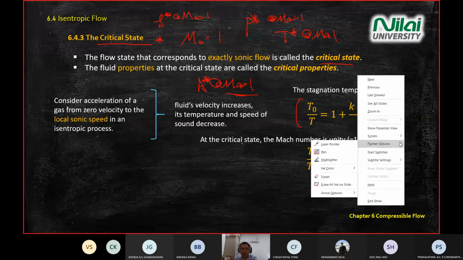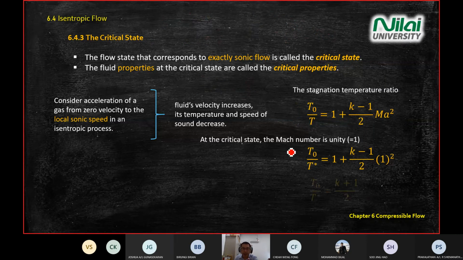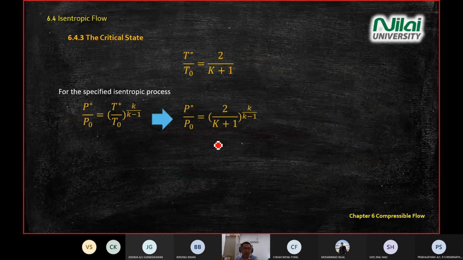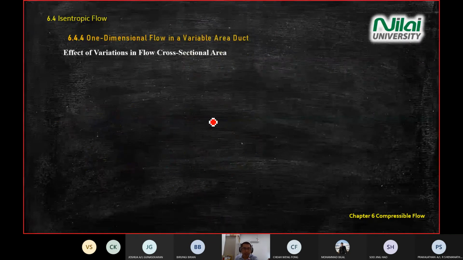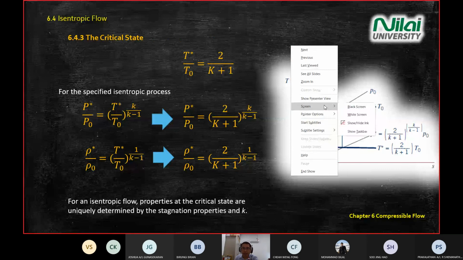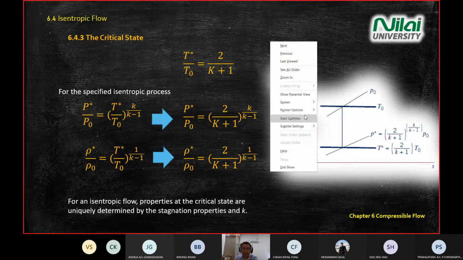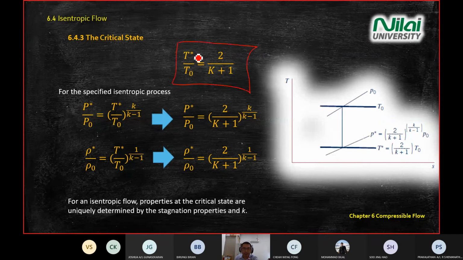Every time the question asks you to find the critical state at a certain point, you go and find the star, or the Mach number is straight away equal to 1 in all the equations. Okay, I'm going to show you what is important. The equation that is important is this one. Highlight this equation to find stagnation pressure, stagnation temperature, and the critical temperature with this equation. And the rest you just relate to the temperature ratio just now.